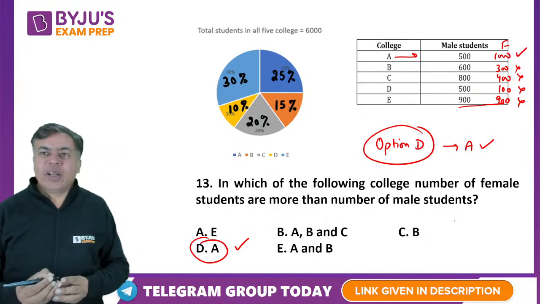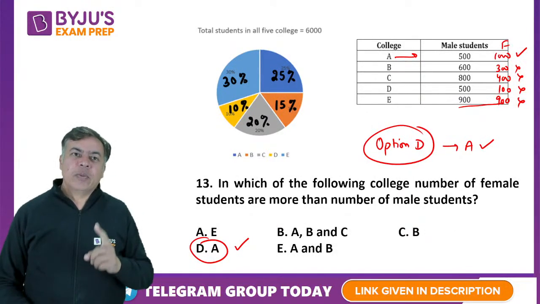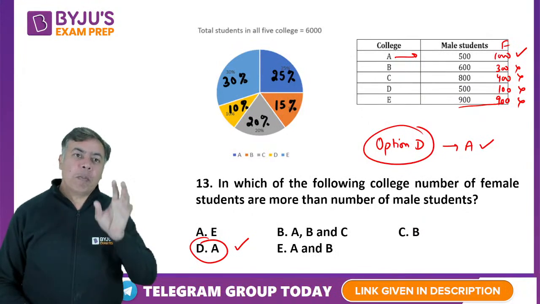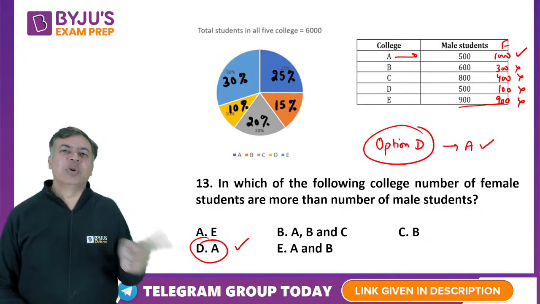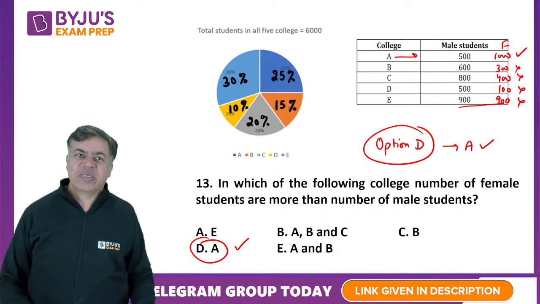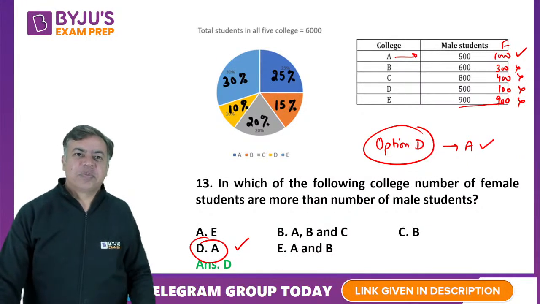So whenever you get answers like A, B, C, D, be careful that you mark the correct option. You must mark the correct option. Okay. The next one, D is the correct answer.